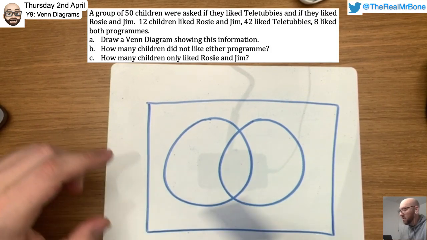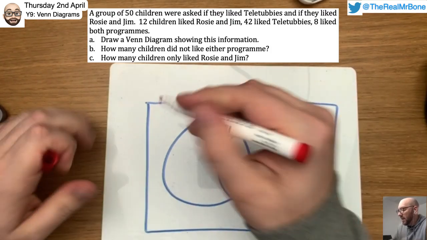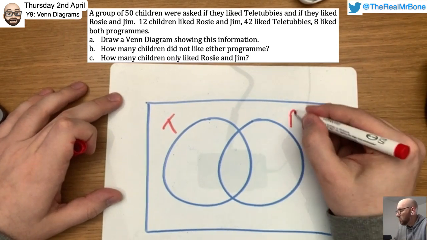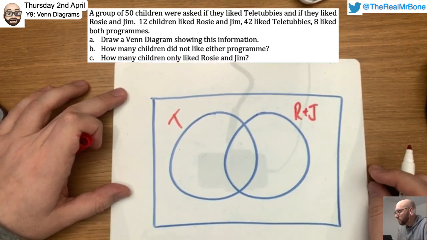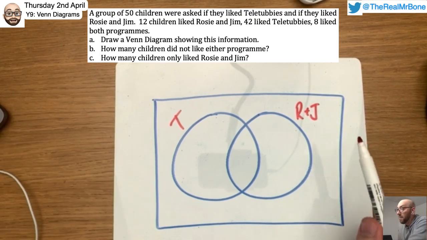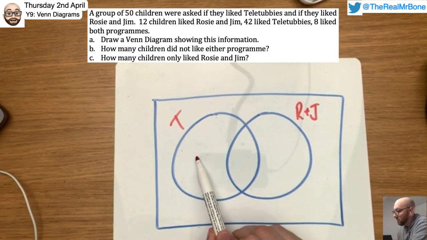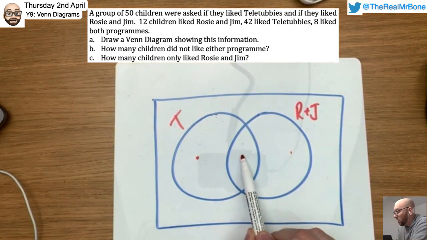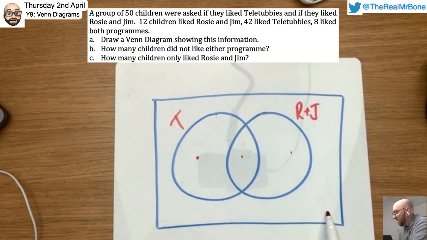So the two things we're looking at this time are: do they like Teletubbies? And do they like Rosie and Jim? Now what they might do is they might like just Teletubbies, just Rosie and Jim, both, or they might not like any of them. The question says draw a Venn diagram for this.